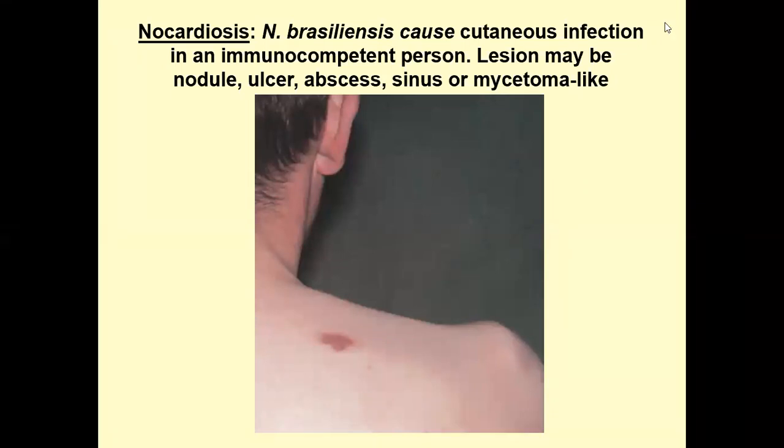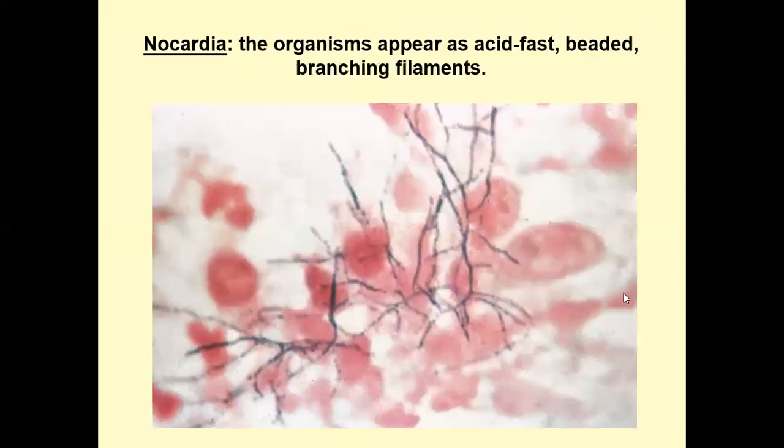Now we have come to nocardiosis and actinomycosis. Nocardiosis is caused by Nocardia brasiliensis, and it is an infection in immunocompetent persons. Lesion may be a nodule, ulcer, abscess, sinus, or mycetoma. So it can cause mycetoma foot, and it can cause lesions and abscesses on the body. The organisms are acid-fast beaded branching filaments.